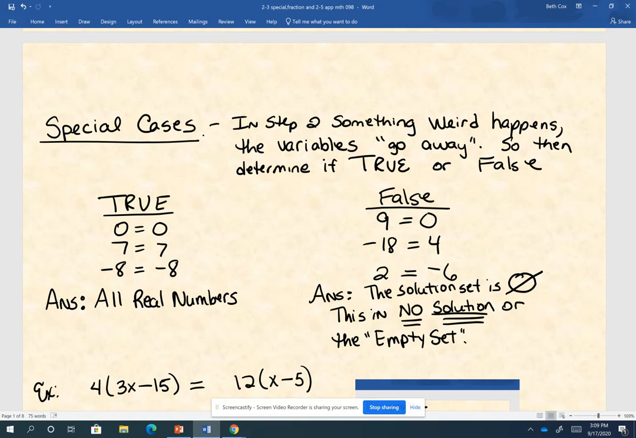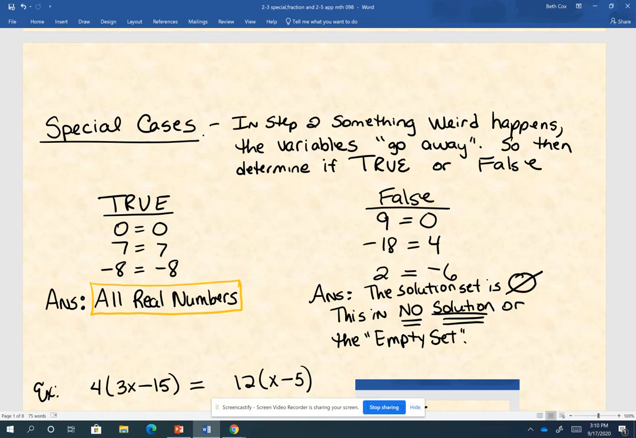Okay, so here we are. In step 2, this is when we're going to find the special case. Something weird happens. The variables go away. So then we have to determine if what we have left is either true or false. Now, a true statement is going to look something like 0 equals 0, 7 equals 7, -8 equals -8. And when that's the case, our answer is going to be all real numbers.